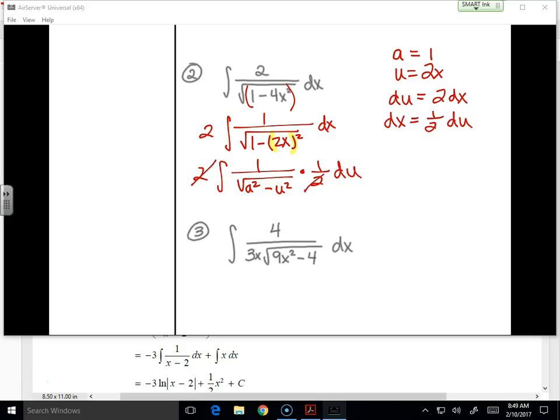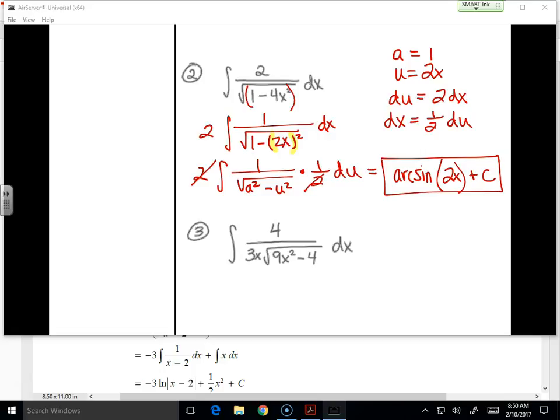And now I can jump straight back in my formula to the answer. If I have the integral of 1 over square root of a squared minus u squared, the answer is arc sine, or sine inverse, same thing, of u over a, or 2x over 1, plus c. See, we just gotta make it match our formula and then we're golden.